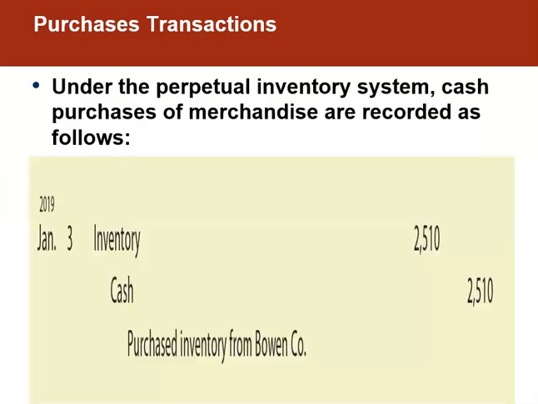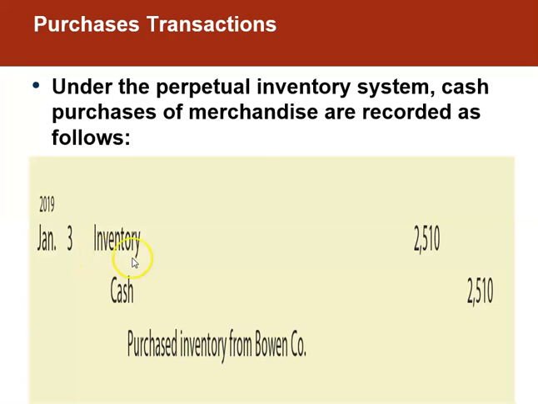So here we have an example of a typical journal entry. It says under the perpetual inventory system, cash purchases of merchandise are recorded as follows. So this would be, for example, if Walmart bought those flip-flops from a company called Bowen. This inventory here is really general and vague, but again, this is an introductory level class. Maybe they probably wouldn't be buying these on January the 3rd. Maybe we should use a different example other than flip-flops. But anyway, we've purchased inventory here.